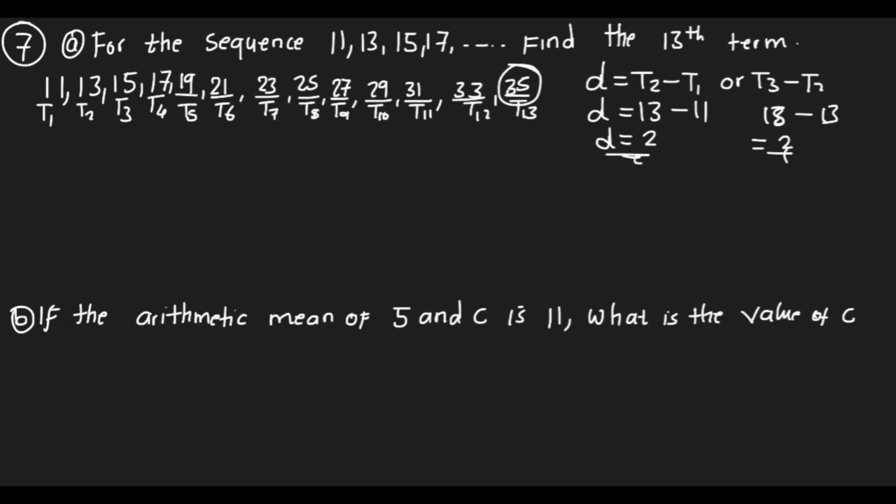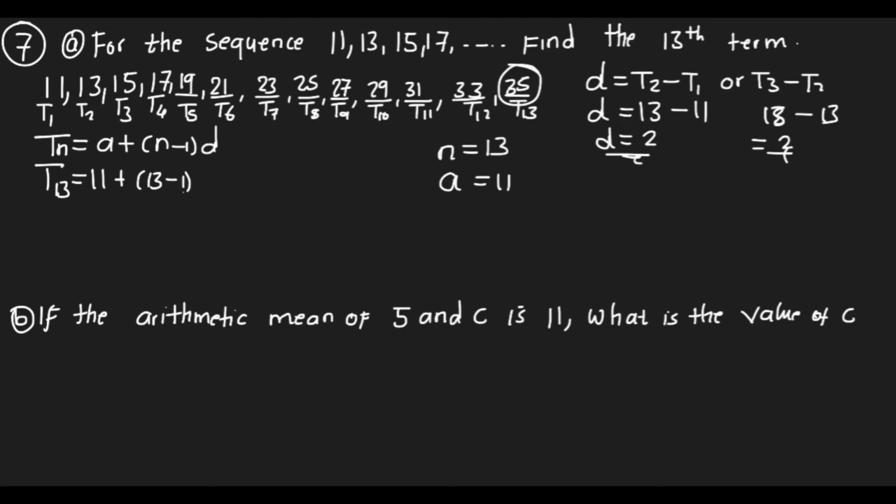Now if we want, we can also find the 13th term by using the formula. So the formula is Tn is equal to a plus (n minus 1) in brackets multiplied by common difference. Since we are looking for the nth term, n is equal to 13. So where there is n, we put 13. Our a is our first term, so a is 11. This is our first term, plus 13 minus 1. Our common difference is 2.